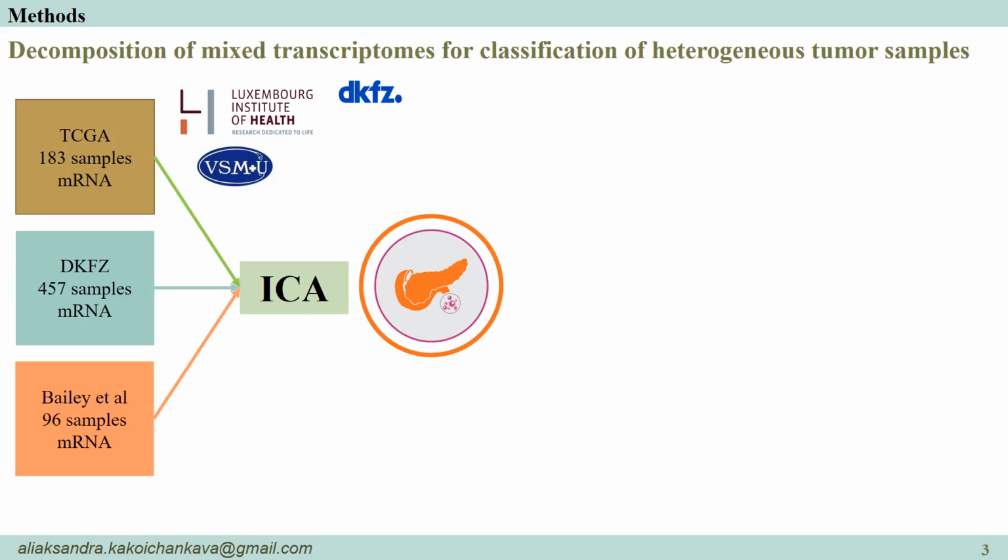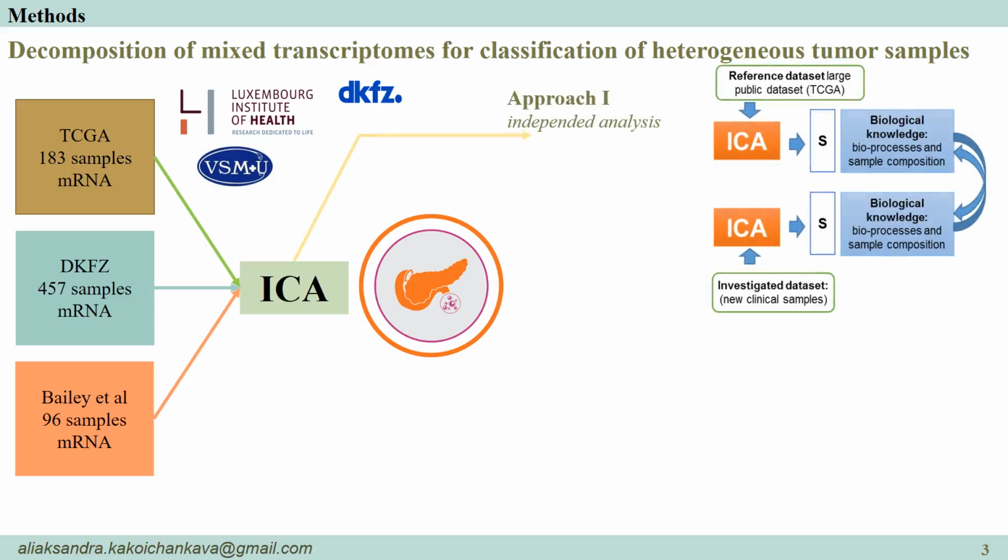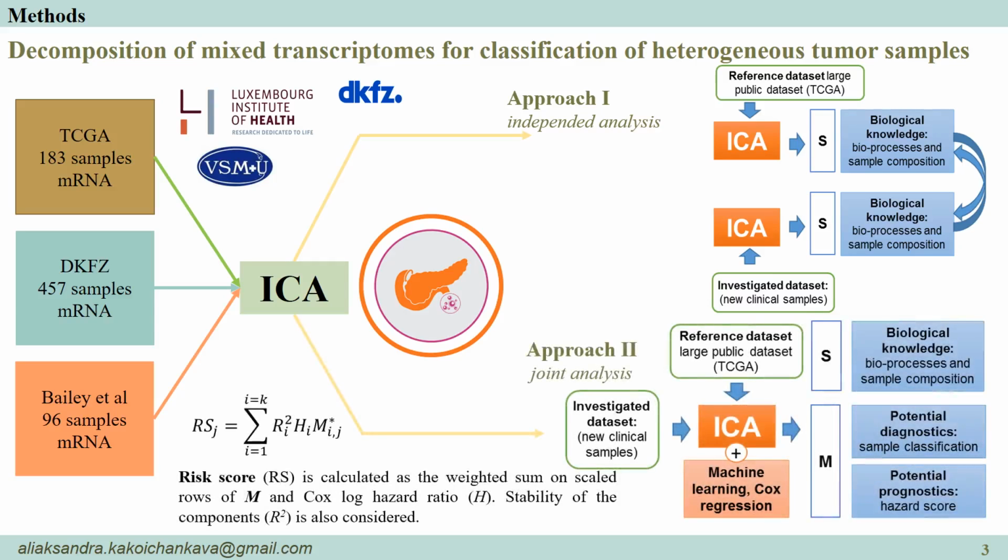Next, we use two approaches. First, we analyze each dataset separately. The results could be compared by similarity of correlation between the identified independent signals, columns of the S matrix in the space of genes. Independent analysis of data allowed us to highlight the stable biological processes occurring in pancreatic cancer samples.